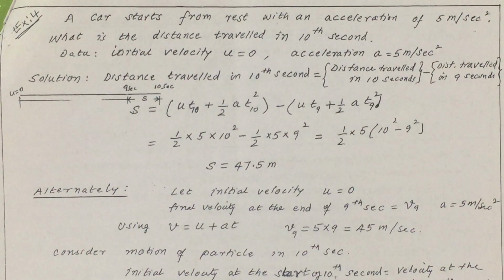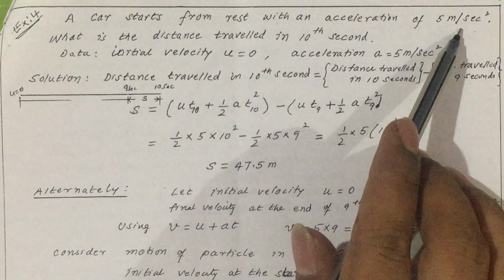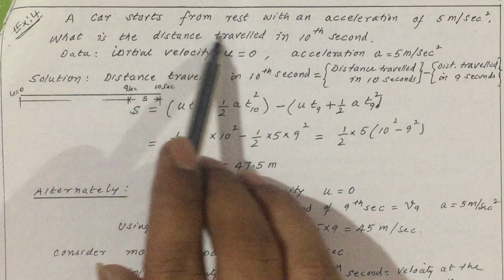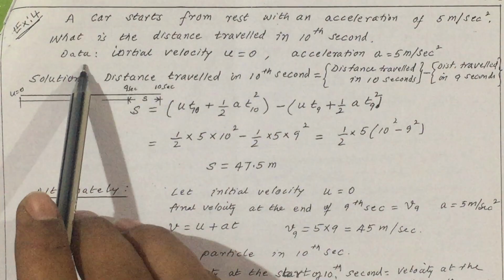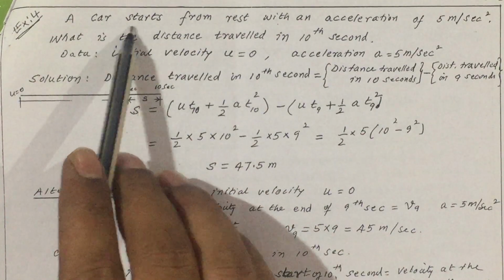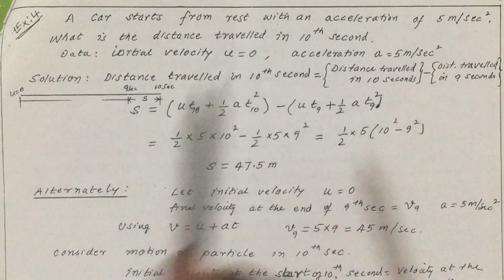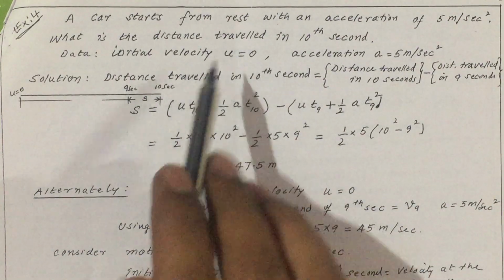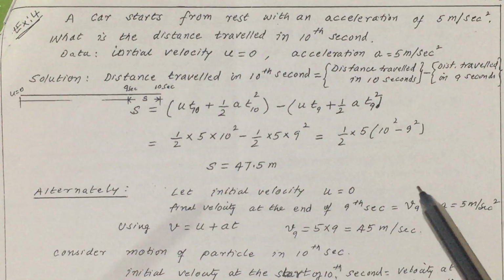Then example 4, a car starts from rest with an acceleration of 5 meter per second square. What is the distance travelled in 10th second? The data given is initial velocity is 0. Why? The car starts from the rest and the acceleration is 5 meter per second square. What we need to find out here? Distance travelled in the 10th second.